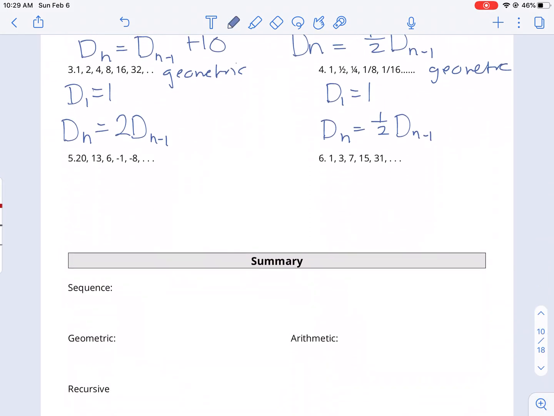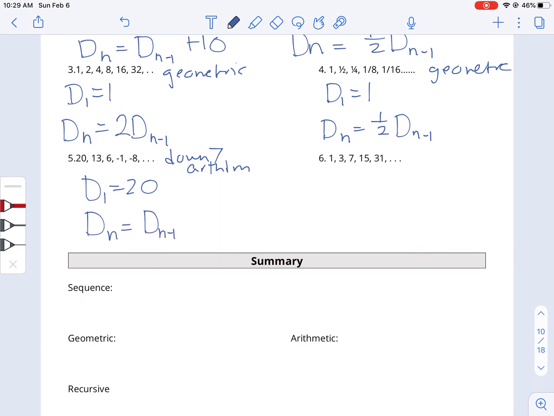Let's see, 20, 13, 6, negative 1, 8, so we're going down by 7. So that makes it arithmetic. So we say our first term is 20. To get to any term, we take our previous term and we subtract 7. And this one, let's see, that one's going to be neither.